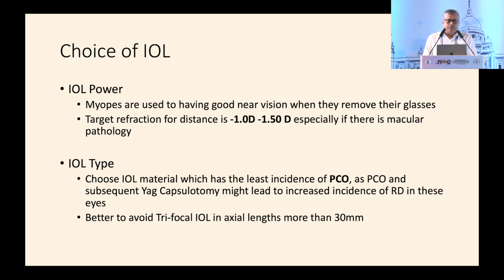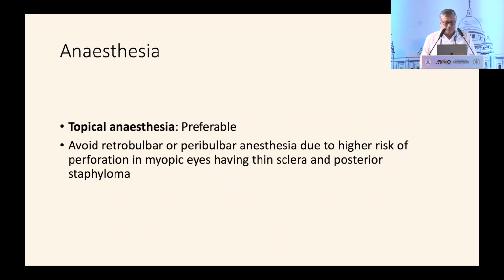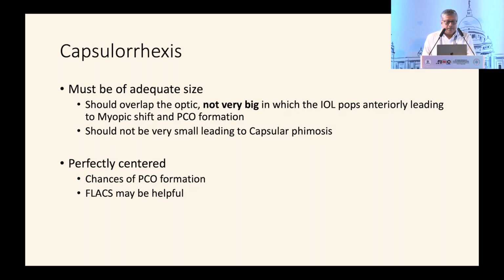And the IOL material should be extremely biocompatible and time-tested for less PCO should be used, because as I have already told, YAG capsulotomy has catastrophic complications like RD in post-myopic cases. Topical anesthesia is preferable to avoid retrobulbar and peribulbar anesthesia, which has the consequent risks of perforating the globe. You should do a topical anesthesia. The rexis size must be adequate, as I have already told, and the lens should be perfectly centered. Flex may be helpful in those cases.